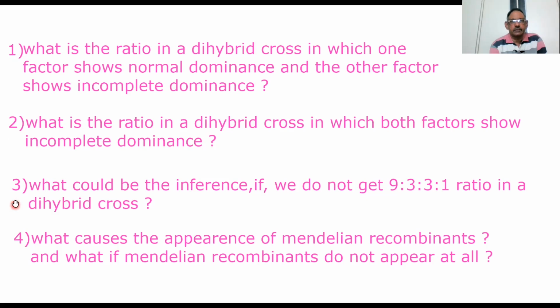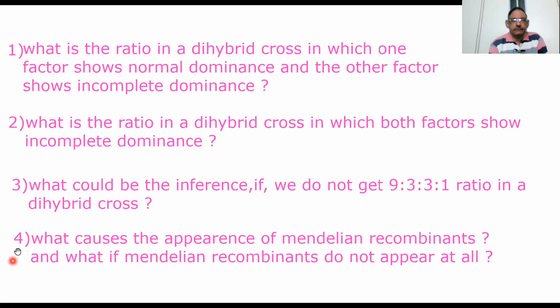And question number 3. What could be the inference if we don't get the 9:3:3:1 ratio in a dihybrid cross? What if we conducted a dihybrid cross in a large sample, yet we did not end up in a 9:3:3:1 ratio, but instead we got a different ratio? What will be the reading, or what will be the inference from that kind of a deviation?